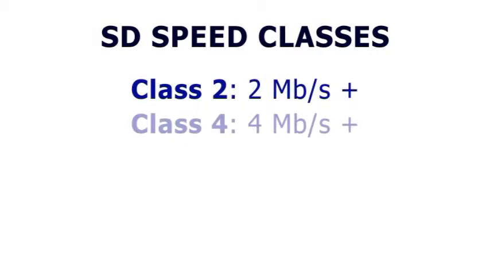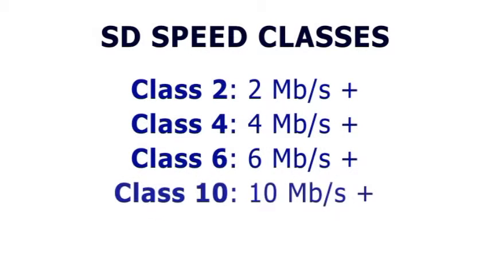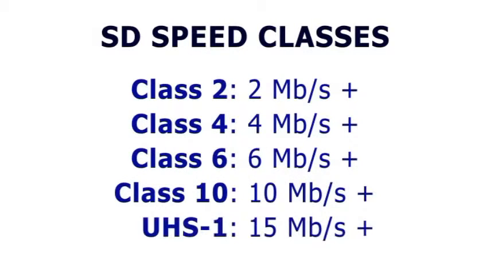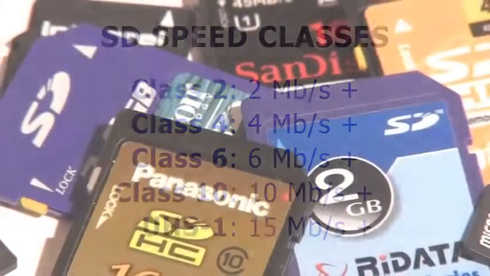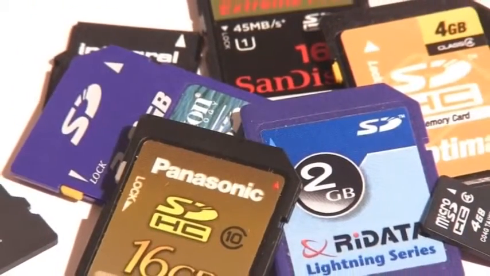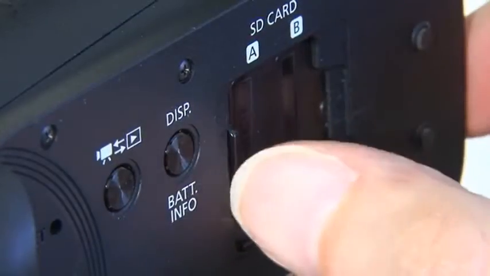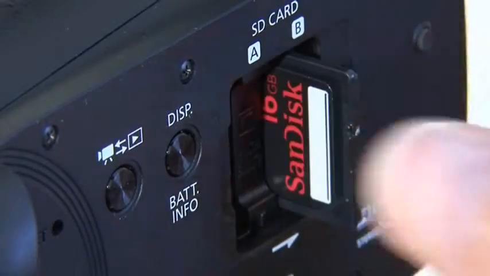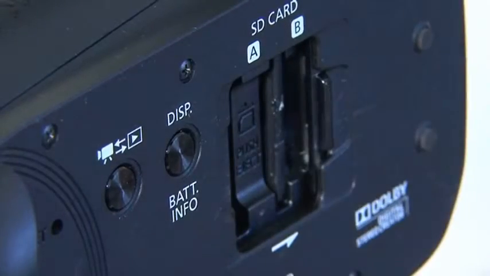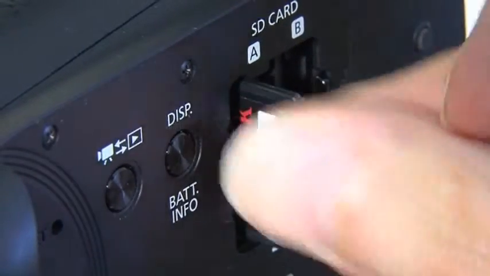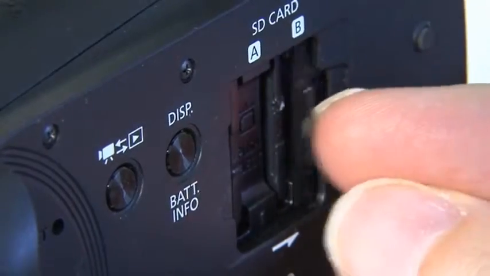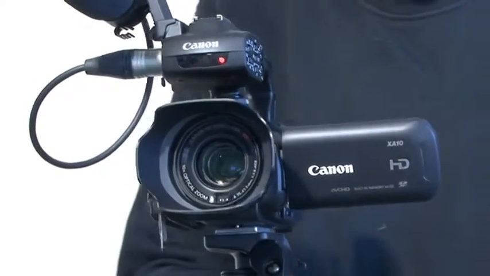SD cards are also currently available in 5 speed classes. These are known as Class 2, Class 4, Class 6, Class 10 and UHS 1. The higher an SD card's speed class, the faster it will be, but the more it will cost. For most purposes, Class 4 or Class 6 cards are fine. This said, Class 10 or UHS 1 are best for high-definition video or when otherwise handling large quantities of data.